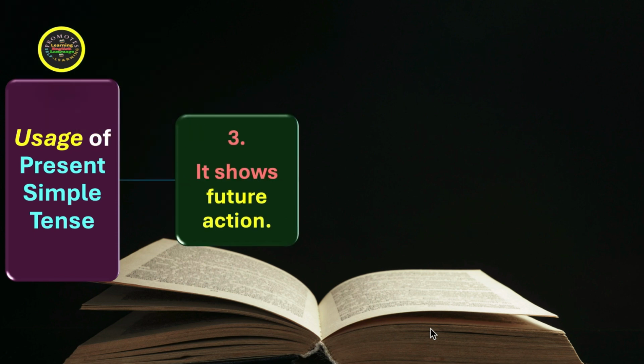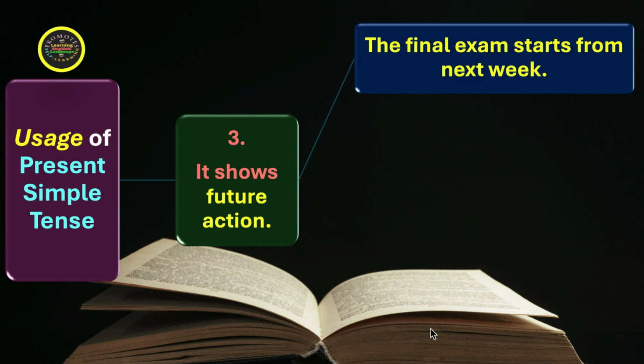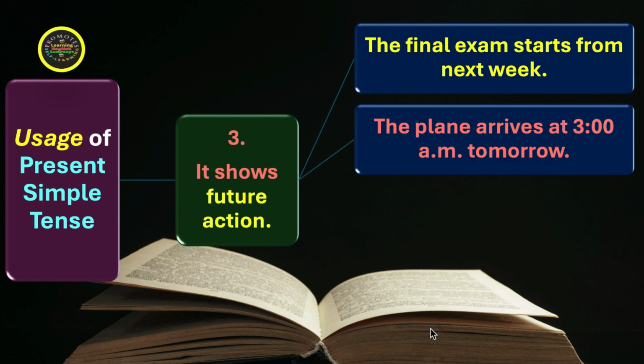It shows future action. Well, we say present simple tense, but it does also convey meaning, convey action in future, when the action is scheduled, when the action is planned. How? Let's see the examples. The final exam starts from next week. Future, because the plan is scheduled. The plane arrives at 3 a.m. tomorrow. About future, not at the moment. So present simple tense may also convey meaning in future.